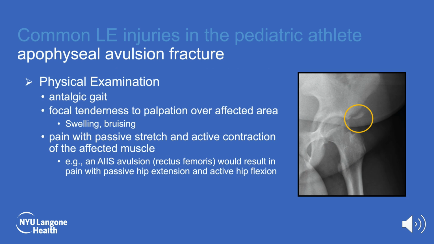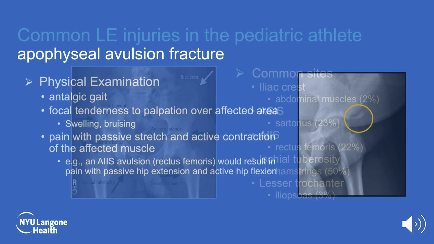On exam, they'll probably limp if they'll walk at all. You'll find that they have focal tenderness when you palpate the area that is affected, and you may see swelling and bruising, although you may not. They'll have pain with passive stretch and active contraction of the affected muscle, and so, for example, an AIIS avulsion fracture, which involves the rectus, would result in pain with passive hip extension and active hip flexion.